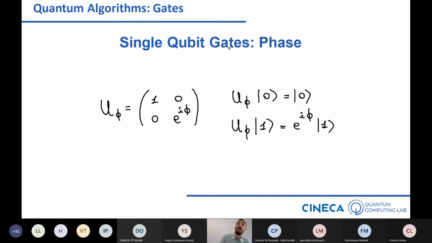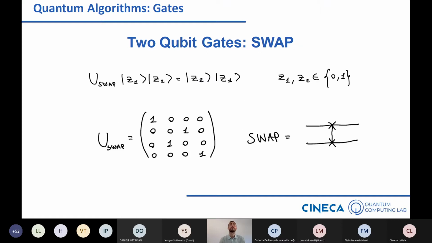So what we have here is a phase gate. The phase gate looks like this. So you have e to the i phi. So you add a phase when the bit state is 1. So when it's 0, you add nothing. When it's 1, you add some phase. Okay. So of course, when you have a state like H and then a phase gate, you get a first superposition, and then a phase only on the one part of the superposition. Okay.